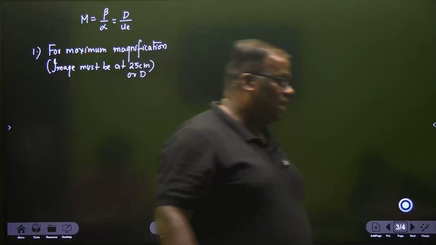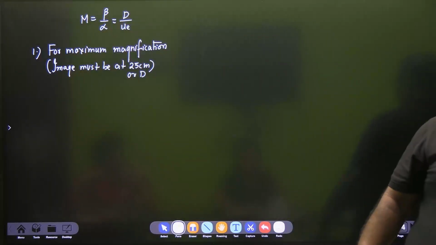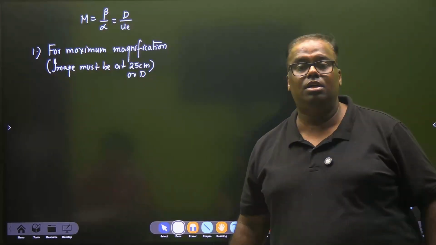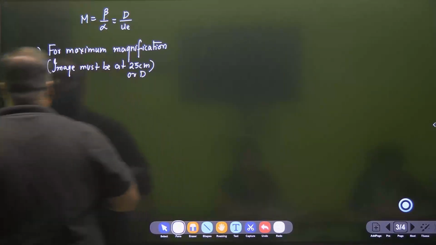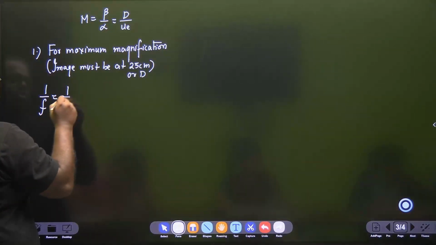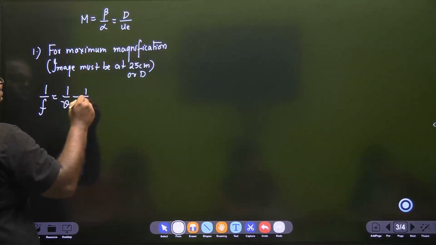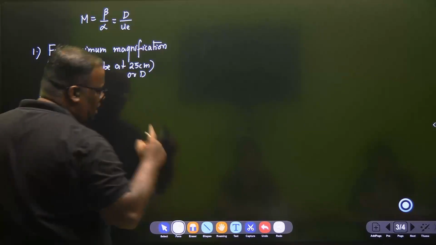That is, maximum magnification means where I see the biggest image. Where do I see the biggest image? When the image is formed at D. Agreed? So I just apply the lens formula out here. 1 upon F is equal to 1 upon V minus 1 upon U. Agreed?